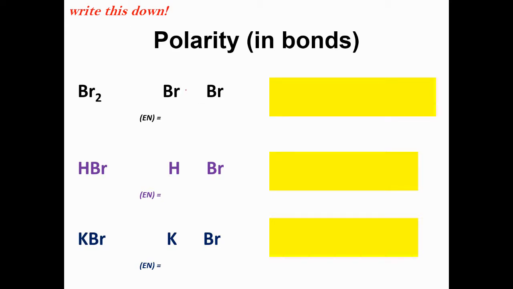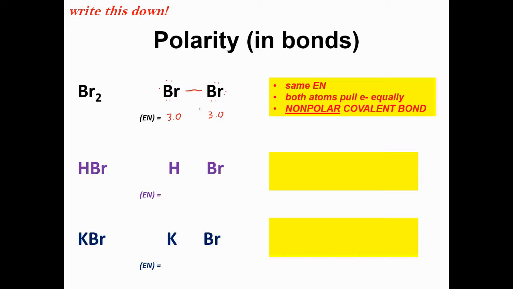Okay, here we've got a bromine bonded to bromine in Br2. So there's a bond here, and then each of these bromines also still has 7 valence electrons. I'm just doing the Lewis dot diagrams correctly here. Bromine has an electronegativity of 3.0. That's bromine. Oh, this is bromine too. They have the same electronegativity. It's a covalent bond between 2 nonmetals. They have the same electronegativity, so they are pulling the electrons equally. Those electrons in the bond are being shared equally. We call that a nonpolar covalent bond.